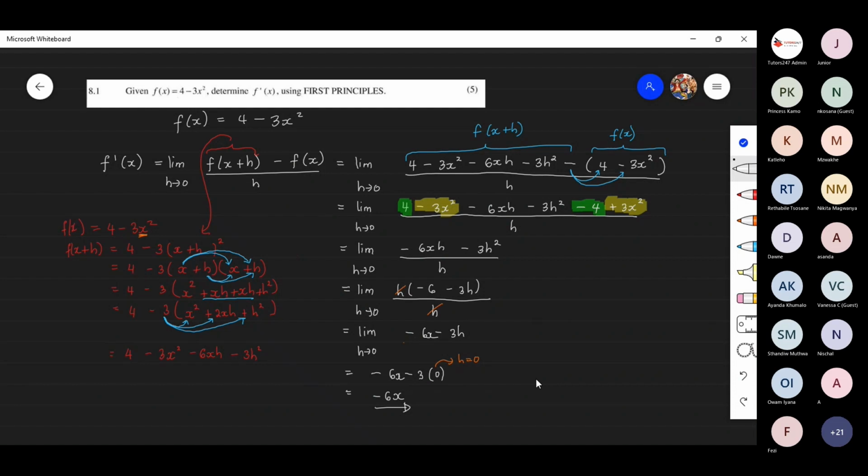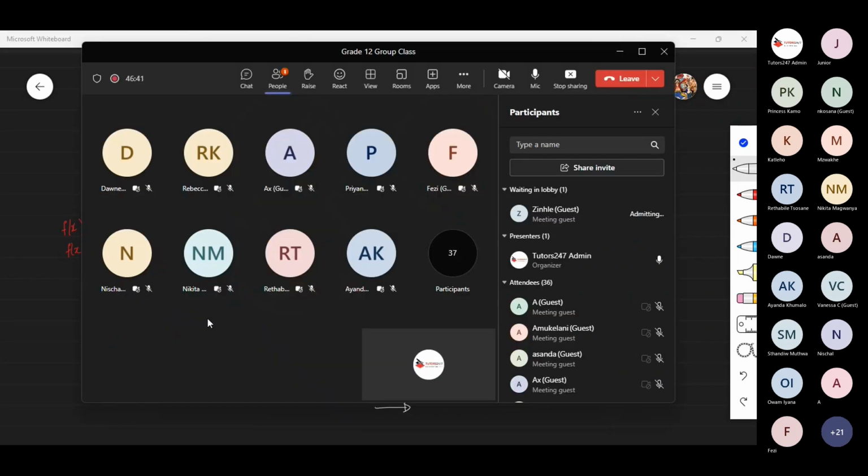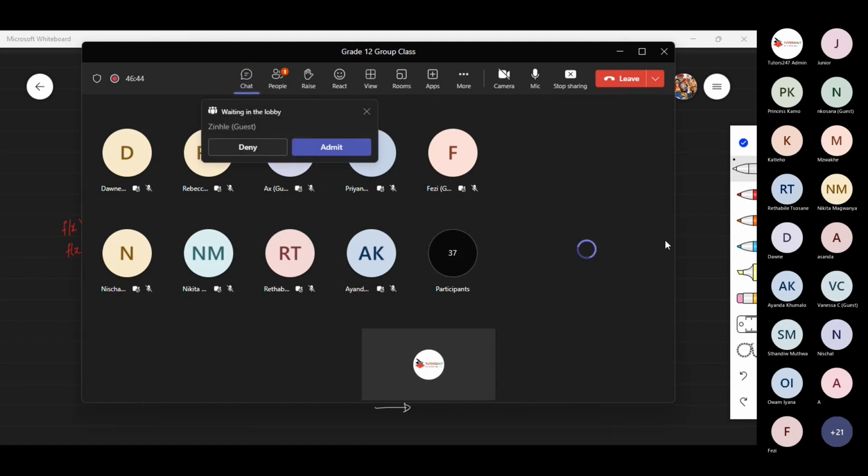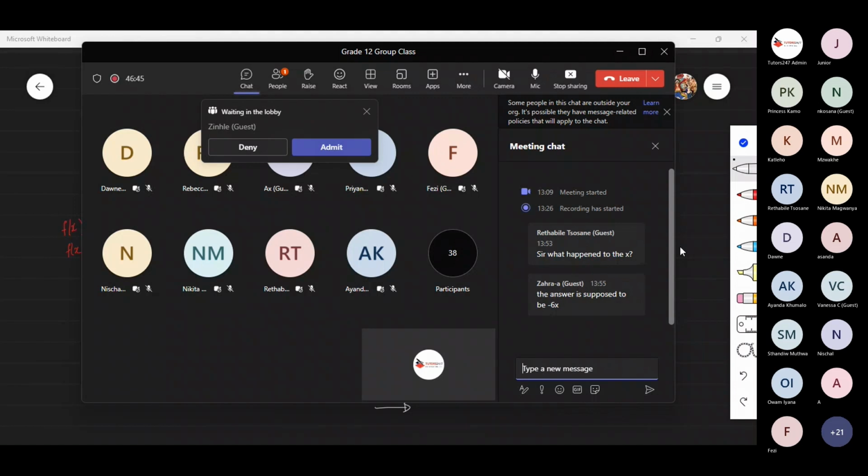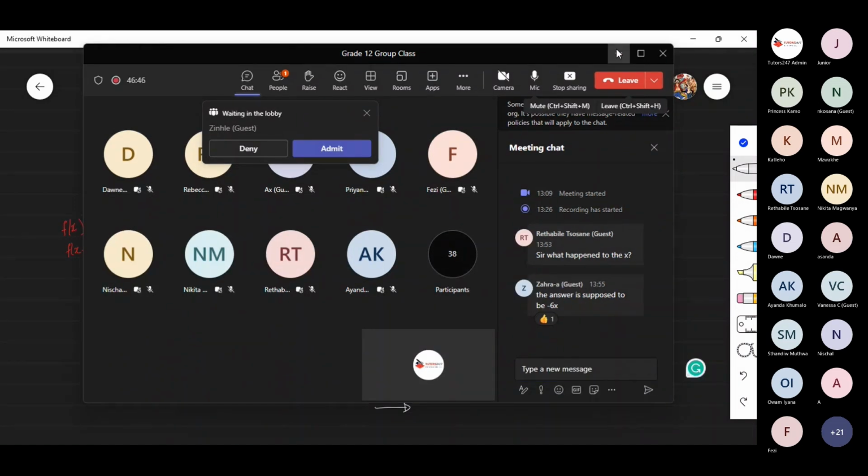Okay, then I saw there was a few other hands that were up. Okay, then just give me a moment to check the chats. Okay, then the chats are fine. So let us proceed then.